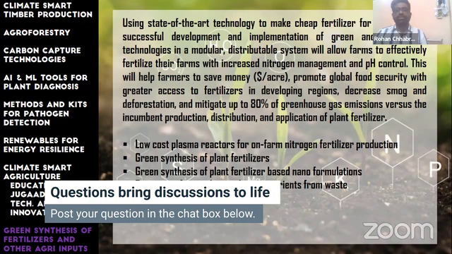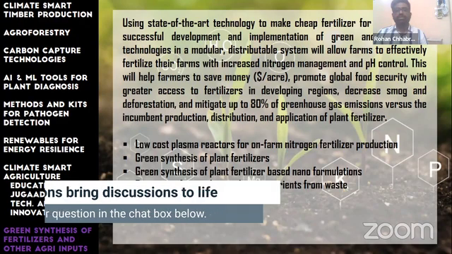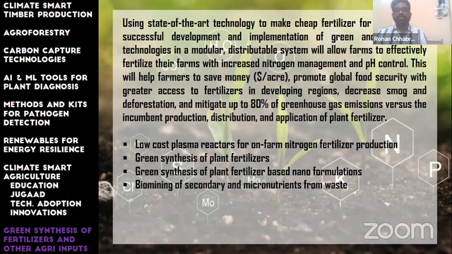This will help farmers to save money, that is dollar per acre or rupees per acre, promote global food security with greater access to fertilizers in developing regions, decrease smog and deforestation, and mitigate up to 80% of greenhouse gas emissions versus incumbent production, distribution, and application of fertilizers.